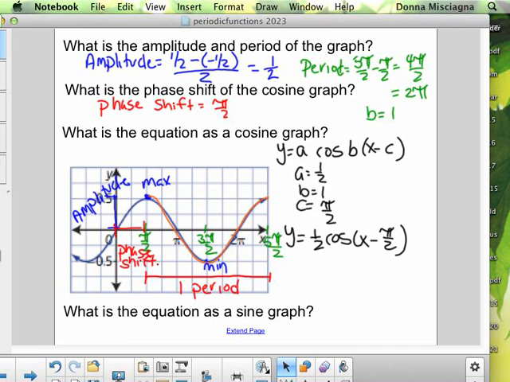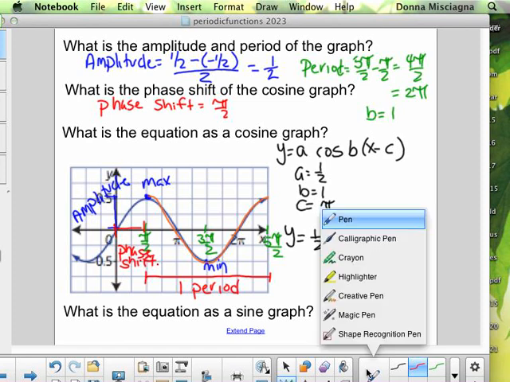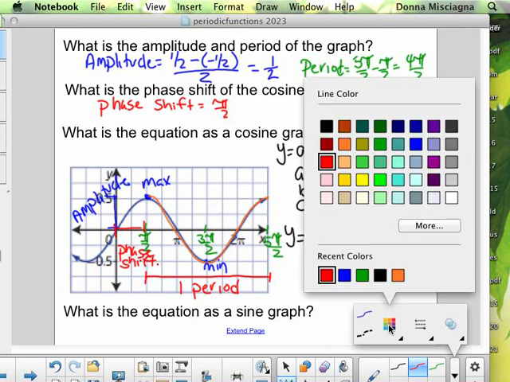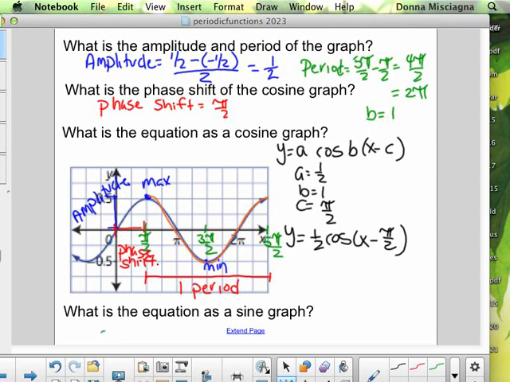What's the equation as a sine graph? One period, I need another color to write in. I don't want it to be too dark. How about this, I think you can see that color. So here is one period of sine. Notice that it goes from here to here, one period. It's the exact same length period.